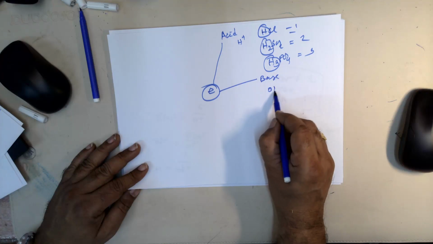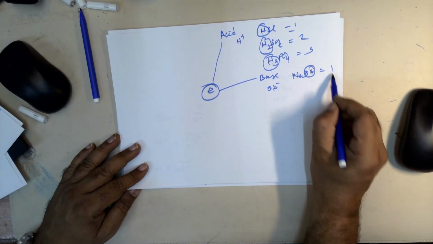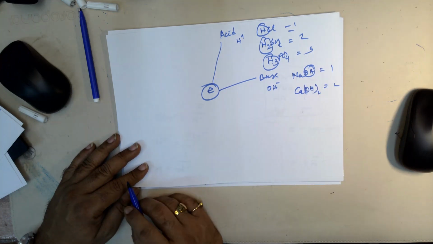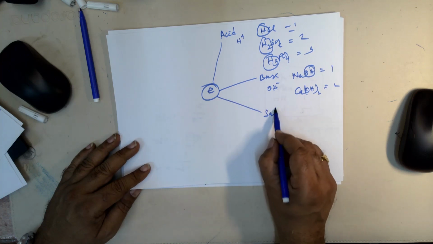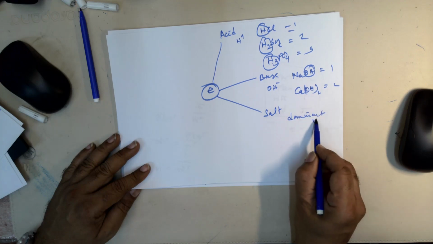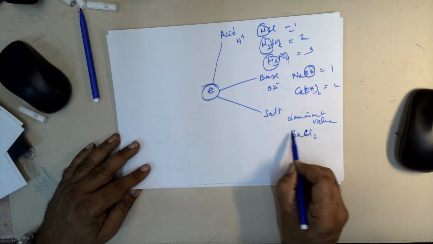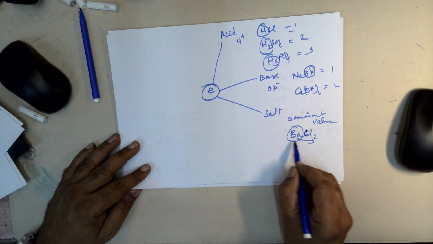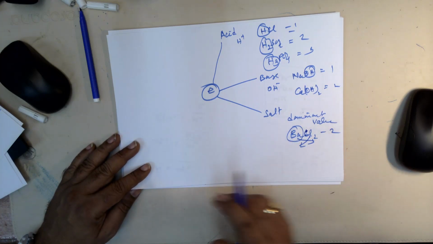Similarly, for a base it is based on OH minus. For example, for NaOH you have one replaceable OH, so 1. For calcium hydroxide, you have two replaceable hydroxyl ions, so you can put 2. And in the case of a salt, you can take the dominant valency. For example, if it is BaCl2, you know very well that for barium the oxidation state is 2, so on crisscross it becomes 2, and for chlorine 1. So you can call it 2. That is the dominant valency.